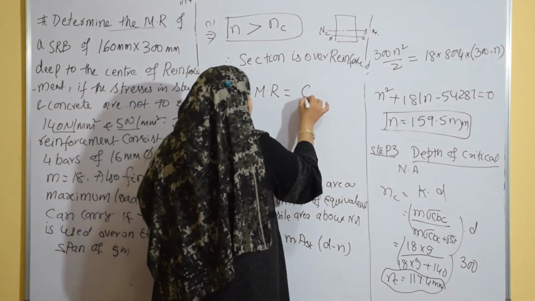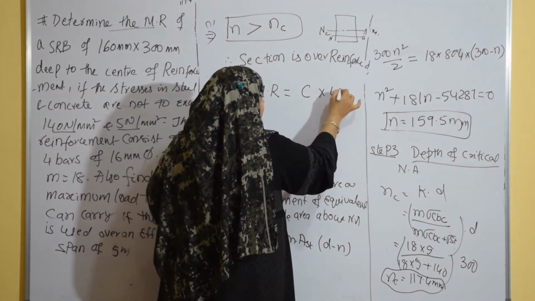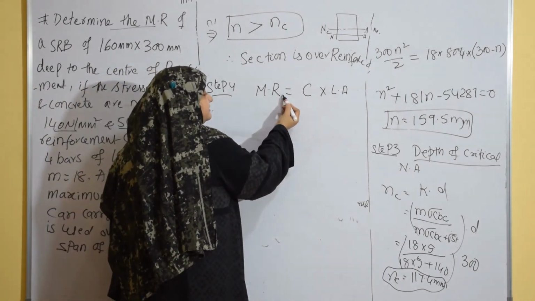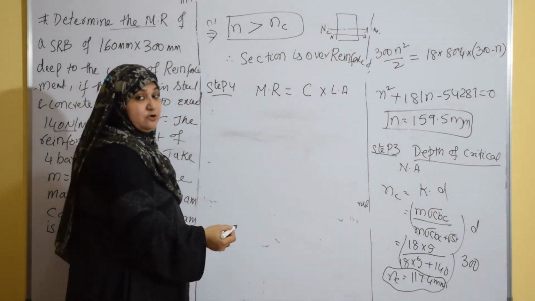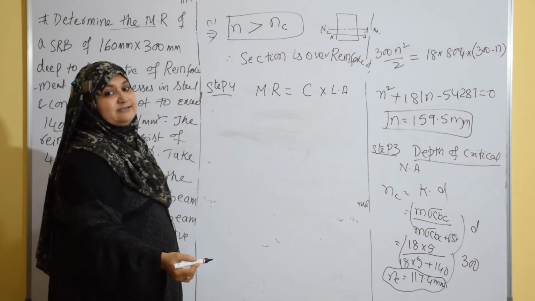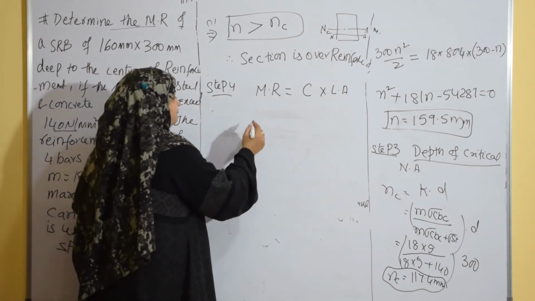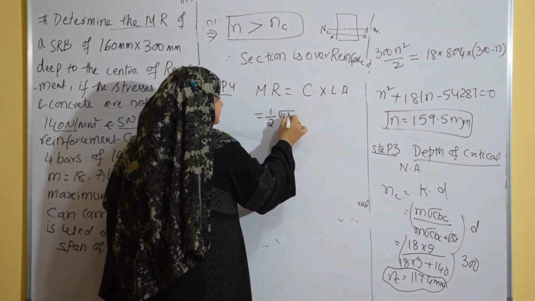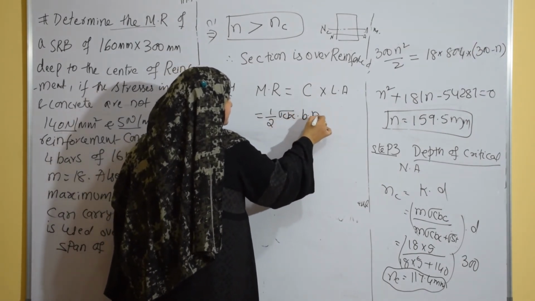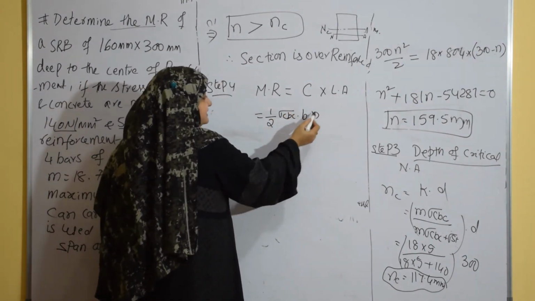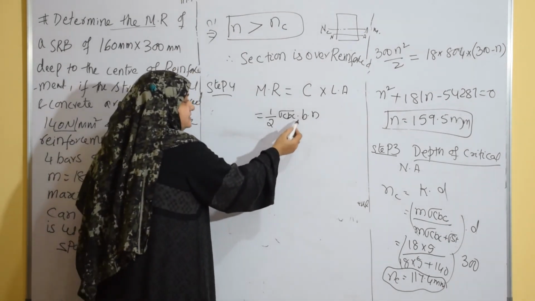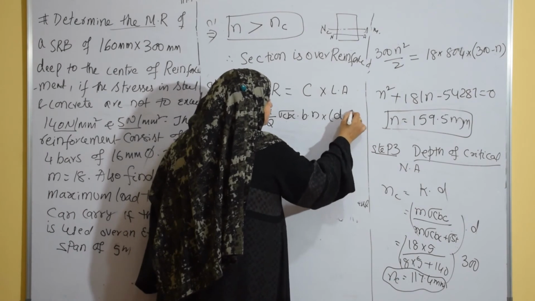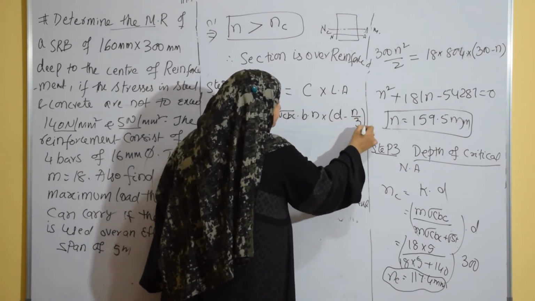So the formula is compressive force into lever arm. Yes, moment of resistance shall be based on the compressive force, because stresses in the concrete are reaching the permissible value first. So what is compressive force? Half sigma CB is the stress, B into N is the area, right? This was the compressive force, stress into area. You have to multiply this with the lever arm. Lever arm is D minus N by 3.